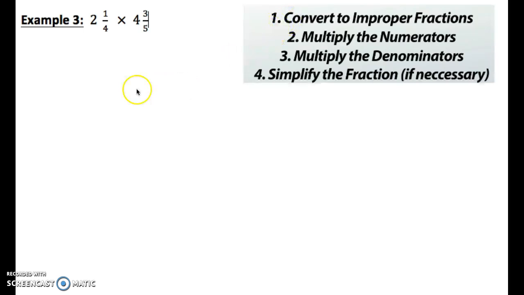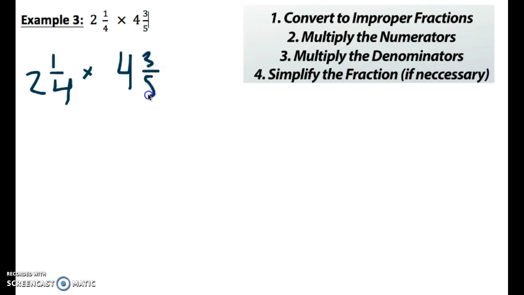So the first thing we want to do is convert to improper fractions. So remember what we do there. Let me just put this right here. We've got a 2 and a 1/4, and we're going to multiply that by a 4 and a 3/5.